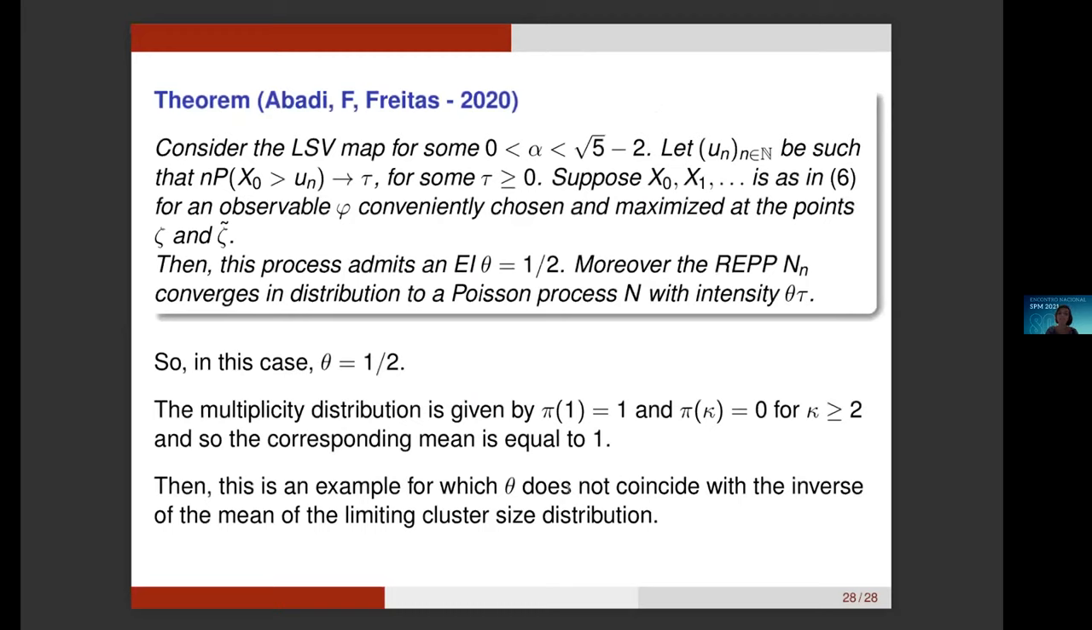And for that reason, theta does not coincide with the inverse of the mean of the limiting cluster size distribution. Okay? And I think I can stop here. Thank you very much for your attention.